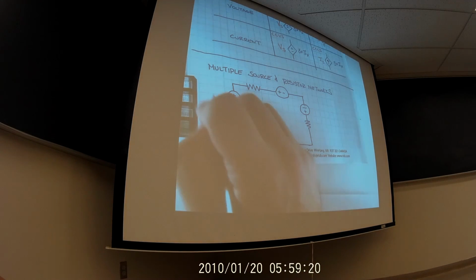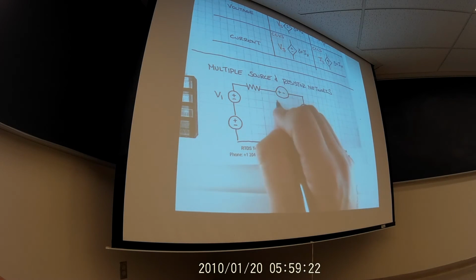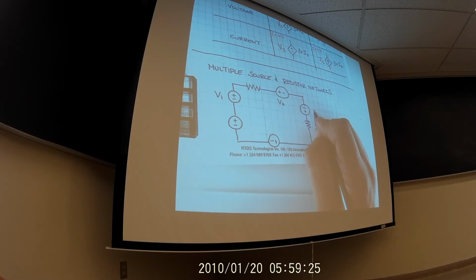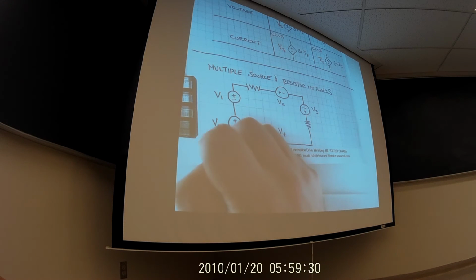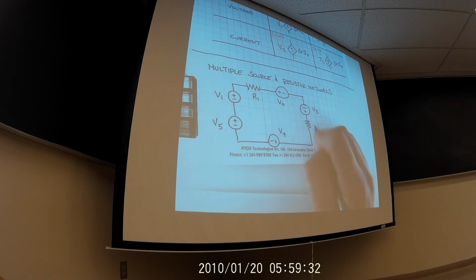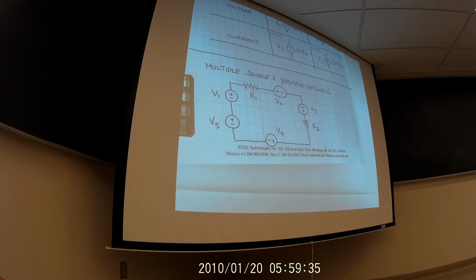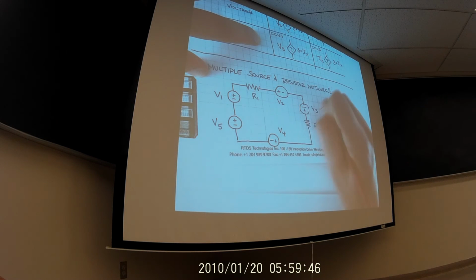Okay, so this is V1, this is V2, this is V3, this is V4, this is V5, R1, okay. So, the question we ask ourselves here is, can we simplify this network?